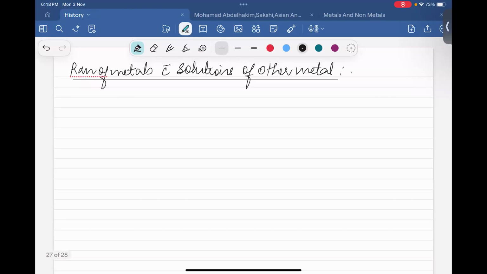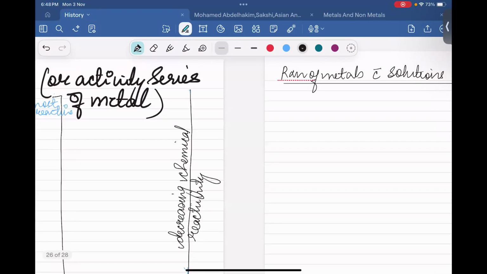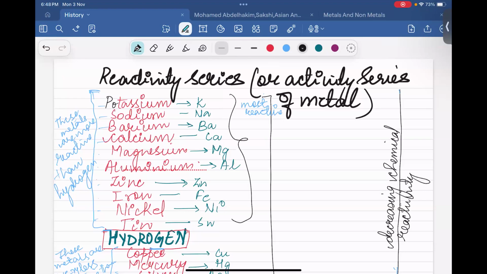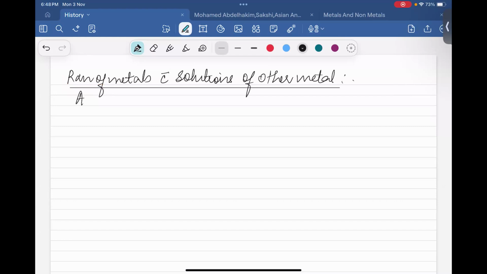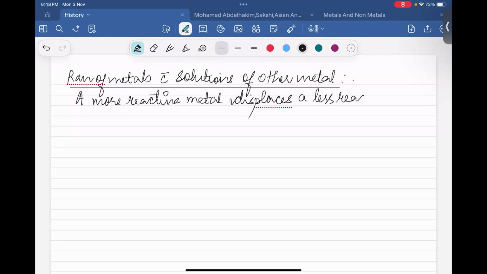What does this line mean? This line means a more reactive metal displaces a less reactive metal from its salt solution. Write it, then I'll give you an example. It means that a more reactive metal displaces a less reactive metal from its salt solution.